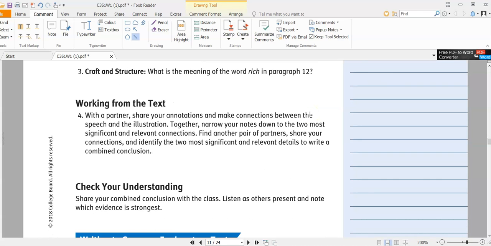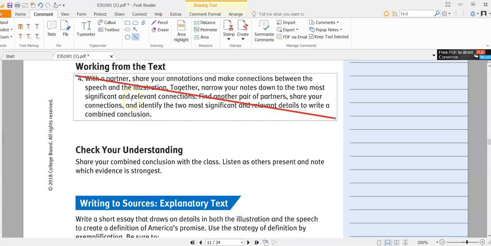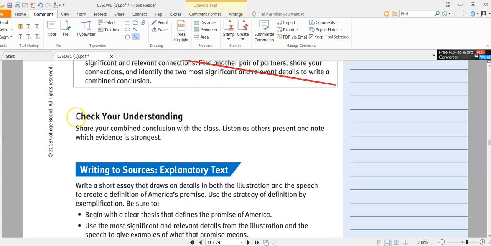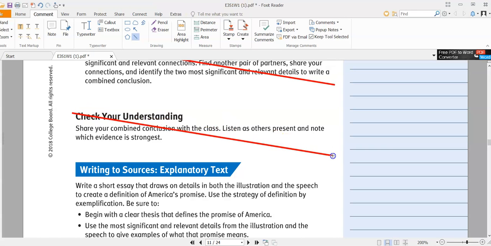So here it wants you to work with a partner, but since we're not doing that, I'm going to cross that one out so that you don't have to worry about it. Then down here, we're going to skip that as well.